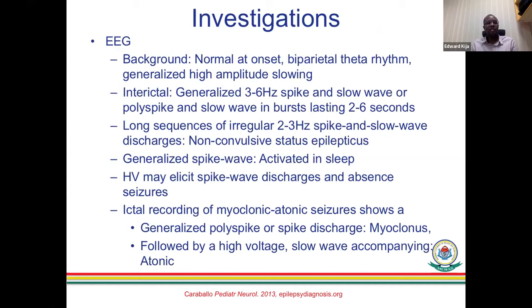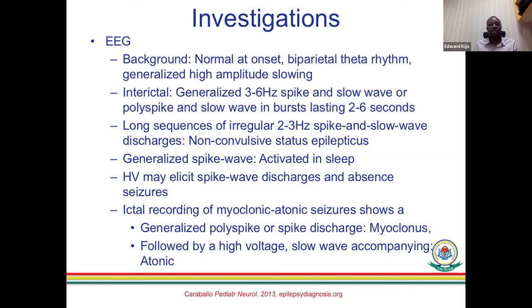When it comes to investigations, the background at the onset of seizures is usually normal, but it may present with a biparietal theta rhythm, which is usually a good marker for the possibility of myoclonic atonic epilepsy, as well as generalized high amplitude slowing. The interictal abnormality usually is a generalized 3 to 6 Hz spike and slow wave, or it may also present with polyspike and slow wave, which may occur in bursts lasting about 2 to 6 seconds. Long sequences of irregular 2 to 3 Hz spike and slow wave discharges usually indicate the presence of non-convulsive status epilepticus.